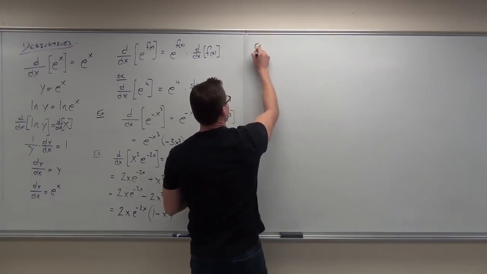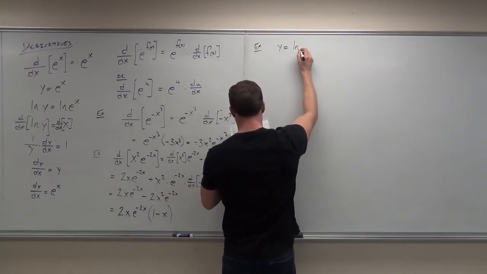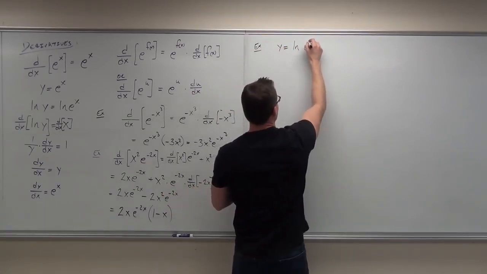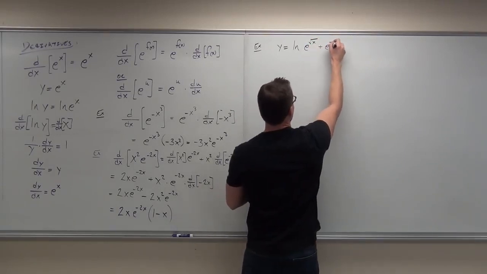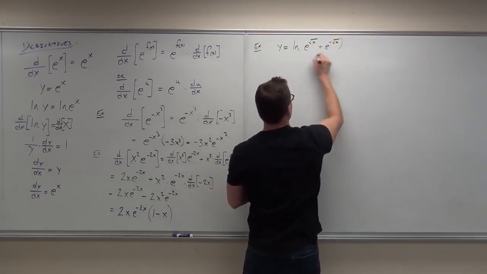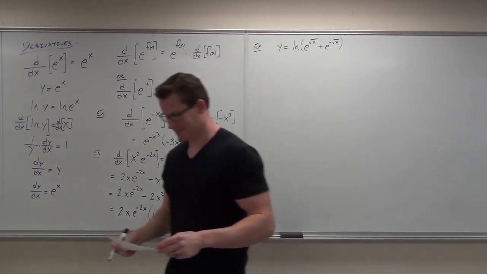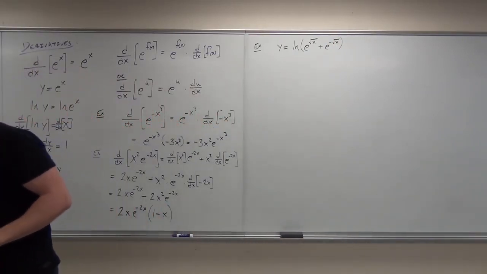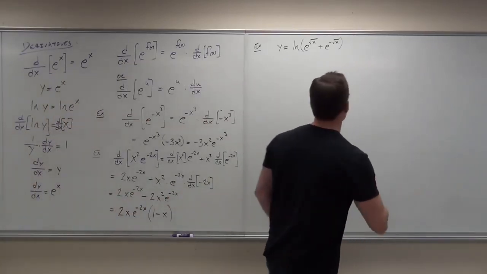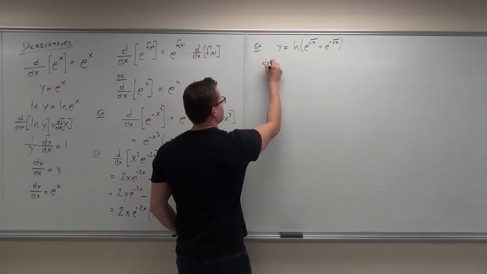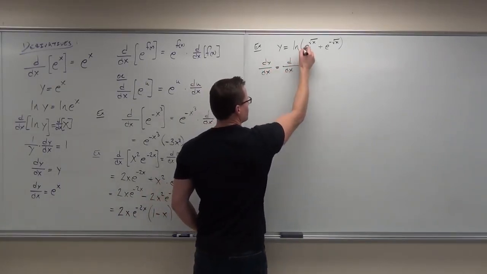So I would like to take the derivative of y equals ln of e to the square root of x plus e to the negative square root of x. And you're going what? Seriously? Yeah, let's do it. So I want to do the derivative of this nasty thing.